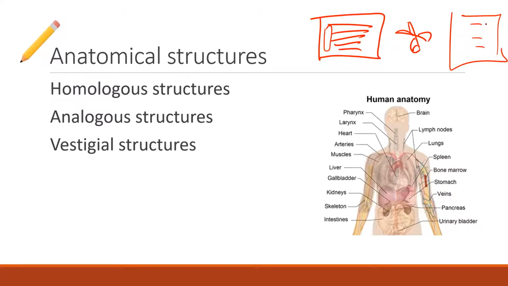Summarizing is actually a really good skill. You don't have to write down every single word. You only write down the key ideas. So let's jump ahead now. We're going to talk about each of these individually. We're going to start with homologous structures.